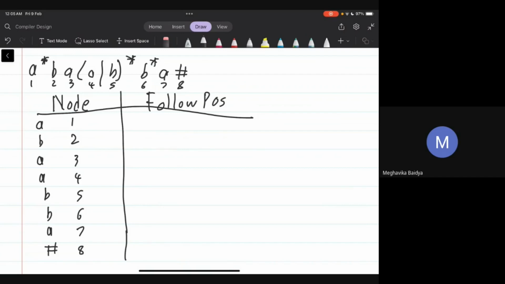What follow pos basically is, is checking for A, what can be followed by A. For example, the first one is A star, right? So let's take A star B only, because since this is only B, there's nothing star or anything. It will always be followed by B, right?